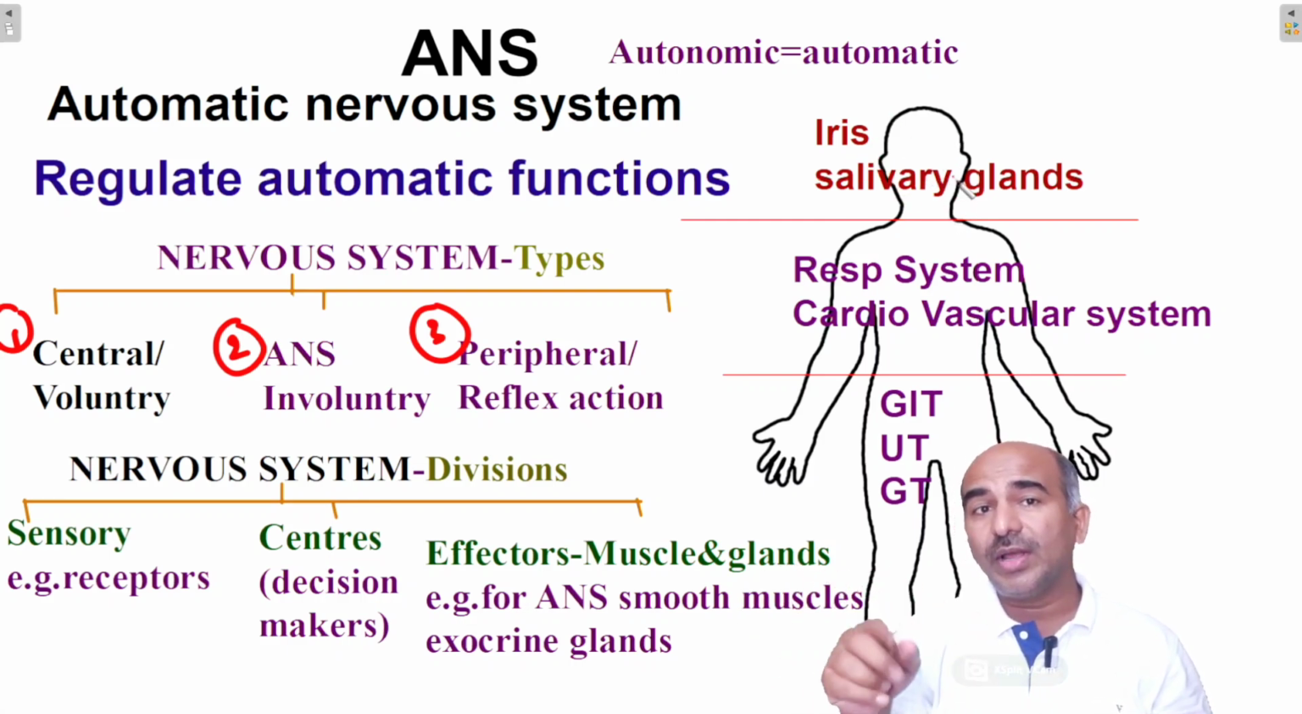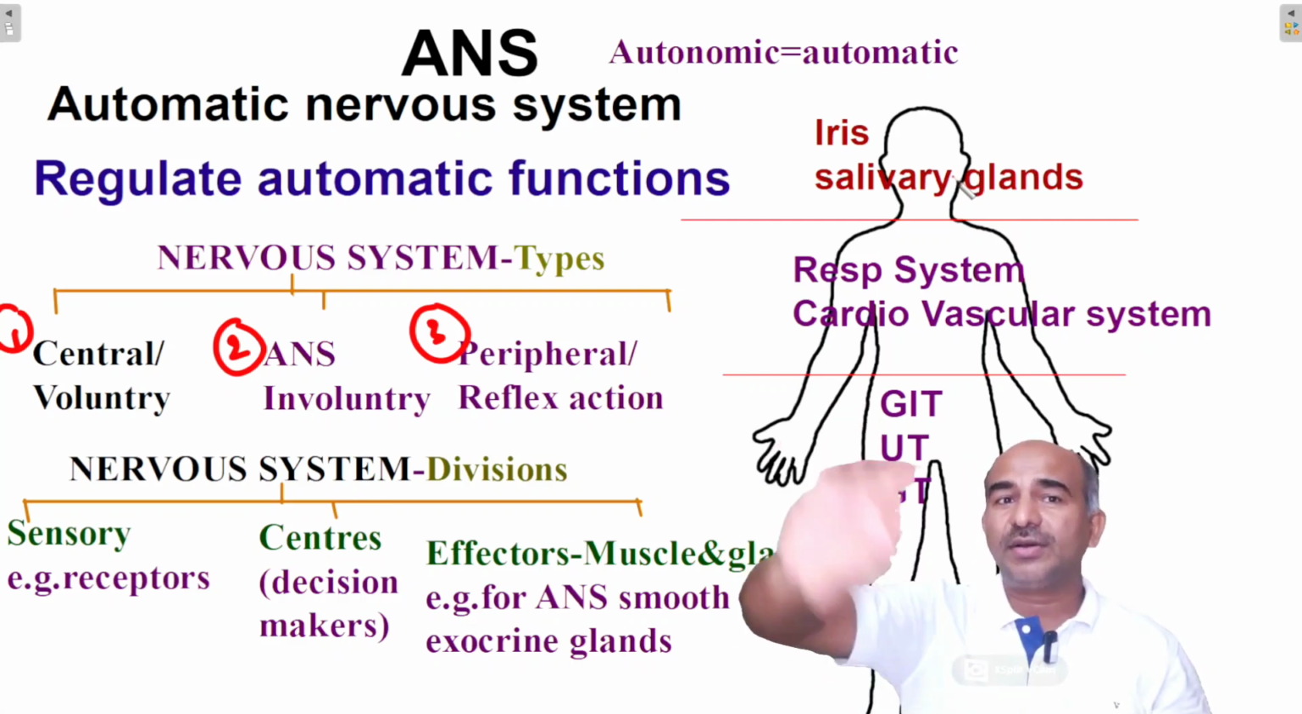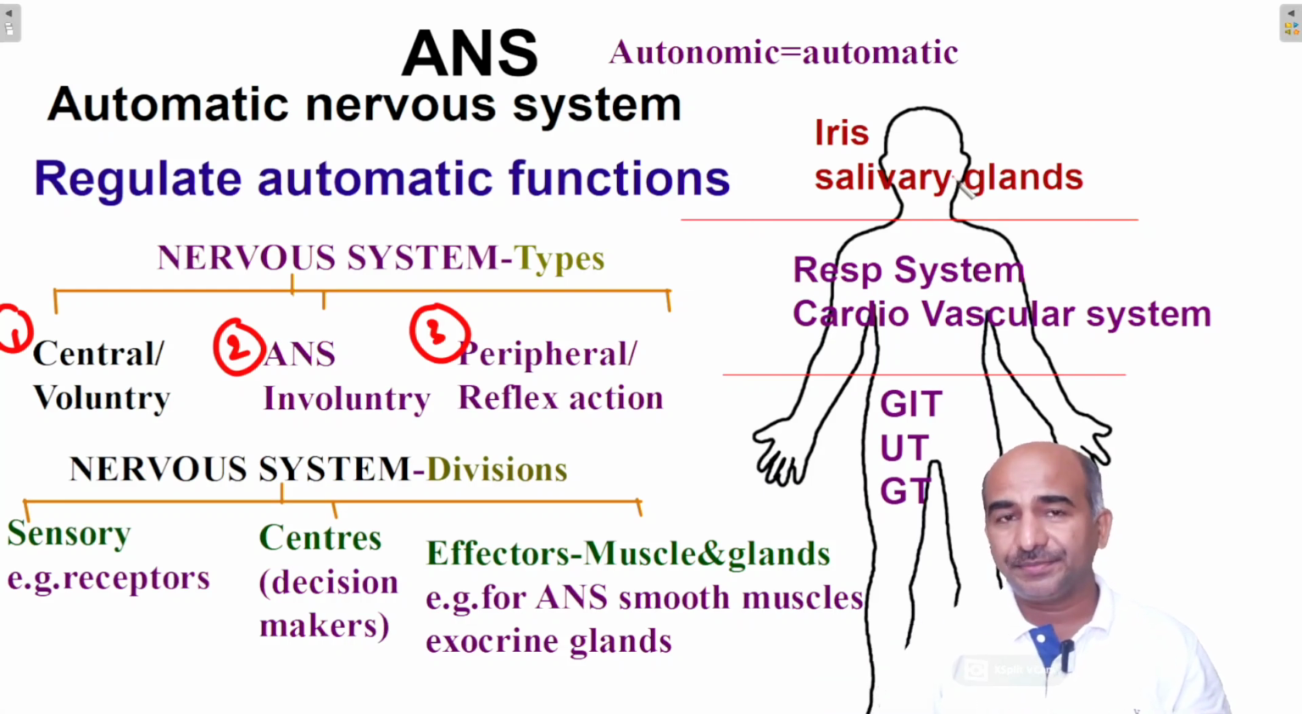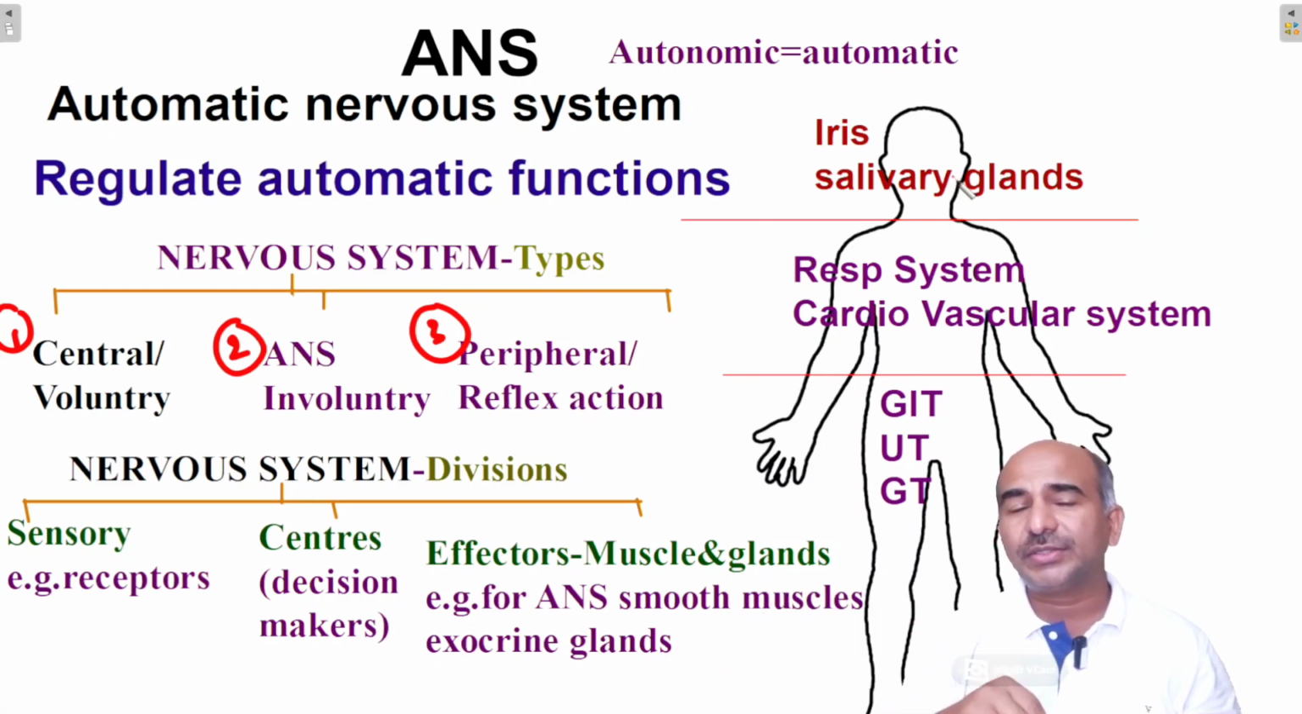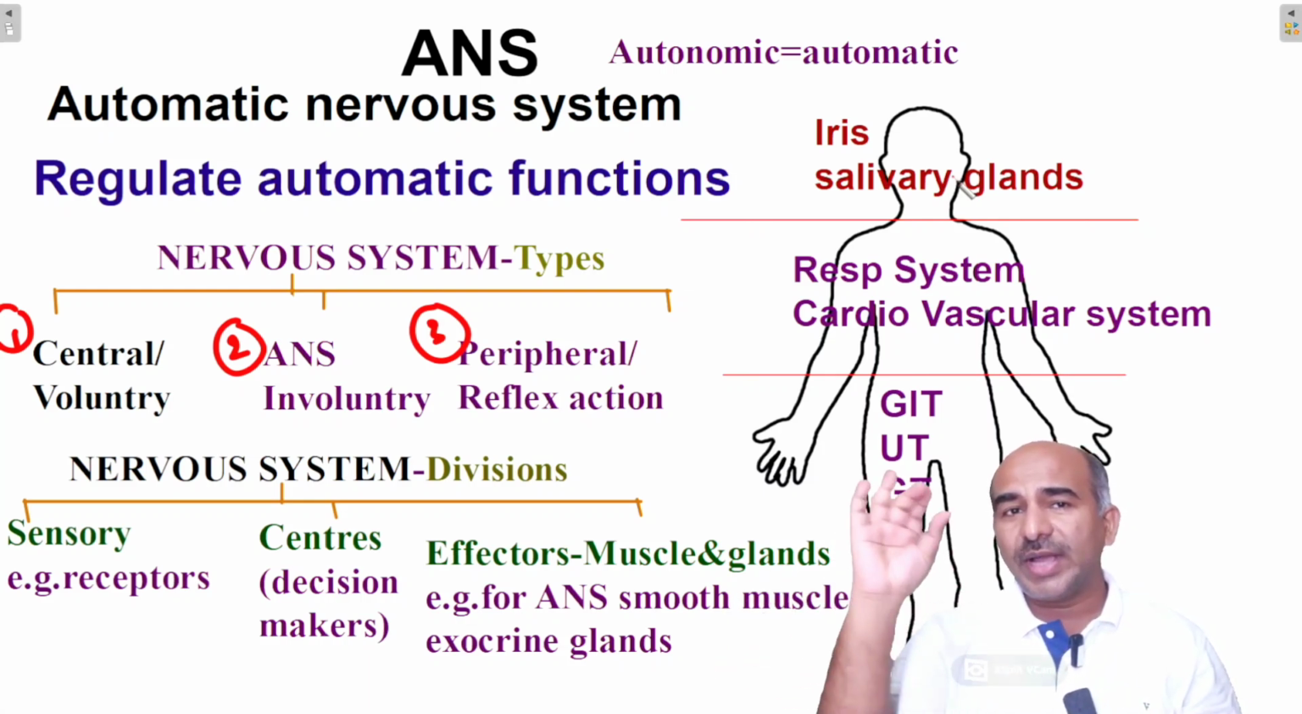Organs which will have smooth muscles or exocrine glands. Only two effectors we want to search, and we will get all the organs. That is the key. You will only search for the effectors, smooth muscle and exocrine gland, and all the organs you can list. In head, neck, face, there are only the eyes.